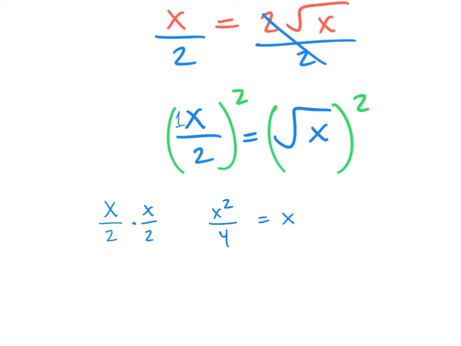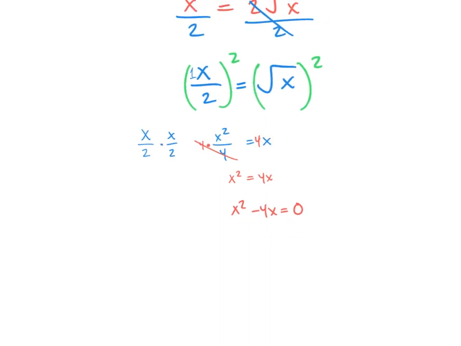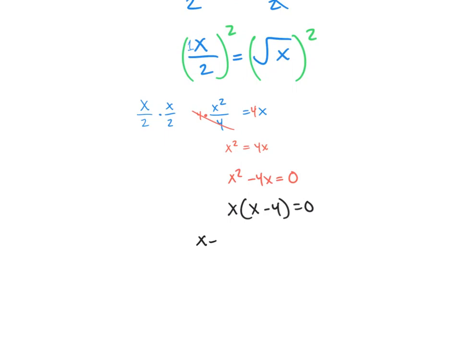And you might be wondering, well, how can I solve this, Mr. Cottle? This looks a little strange. I've got a fraction. I know it's quadratic, but I'm not ready to factor it. Well, I want to get the x squared by itself. So I'm going to multiply both sides by 4 to get that x squared is equal to 4x. This is quadratic, so I need it equal to 0. So I'll subtract 4x from both sides. It's now quadratic with a GCF. So one of our potential answers is 0, and the other potential answer is 4.